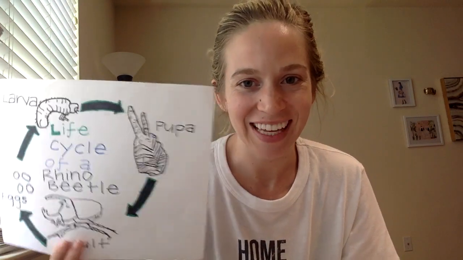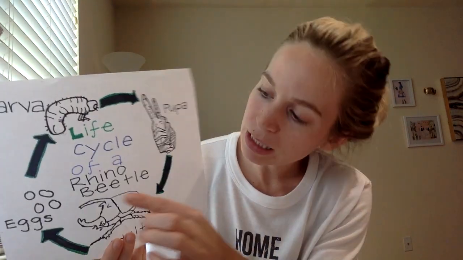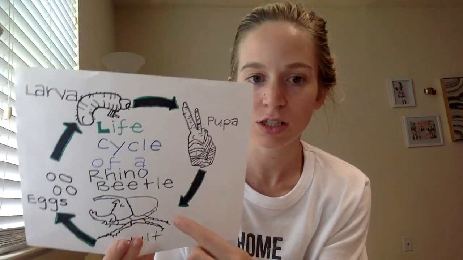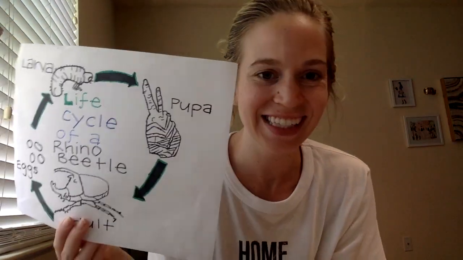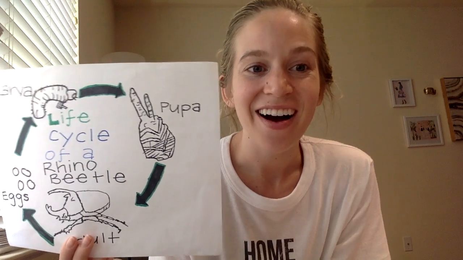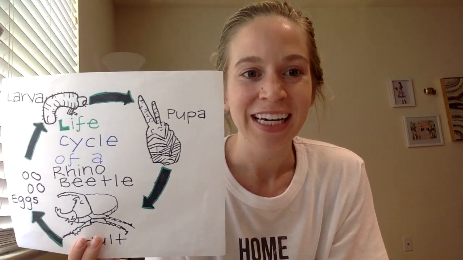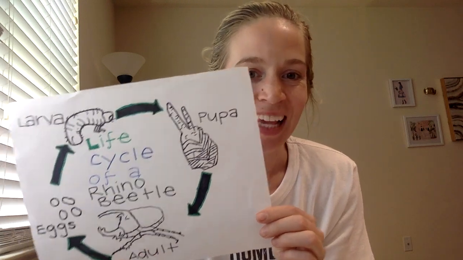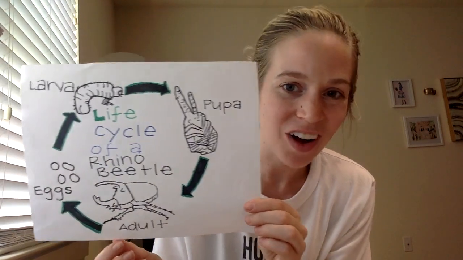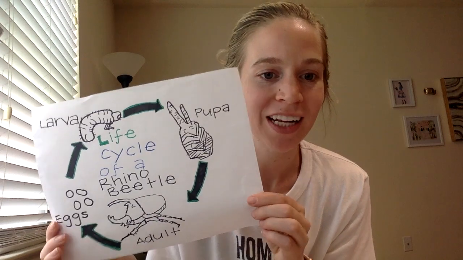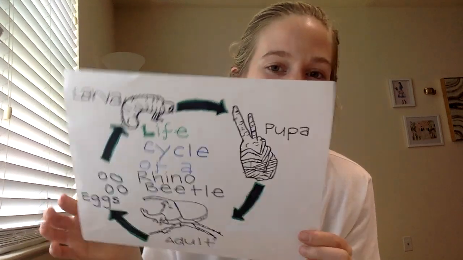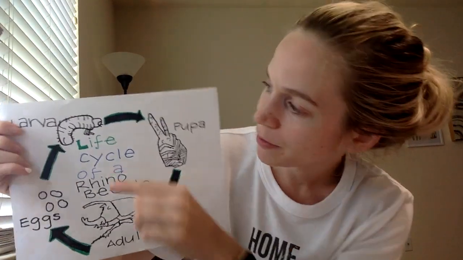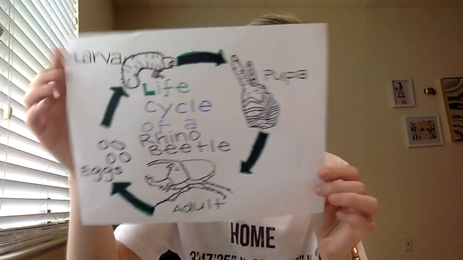And what I want you to take away from this is that these are completely different stages. There are some unique characteristics about each stage. And what I want you to do is pause this video right now, and actually draw, to the best of your ability, the life cycle of a beetle, and please remember to label the parts.